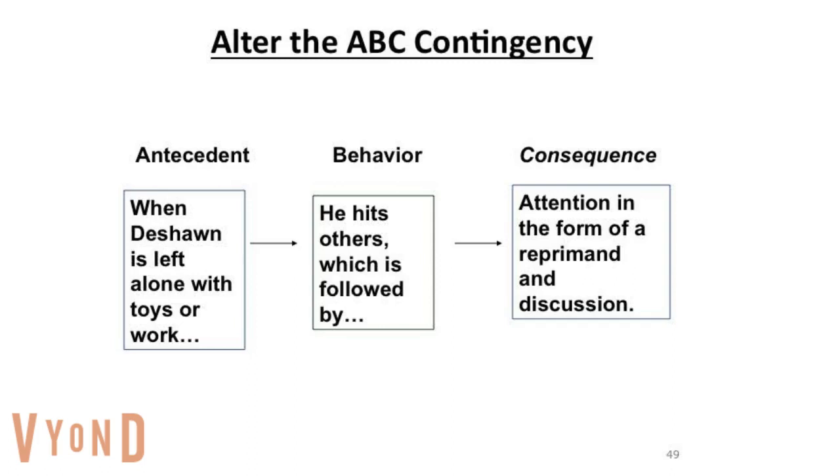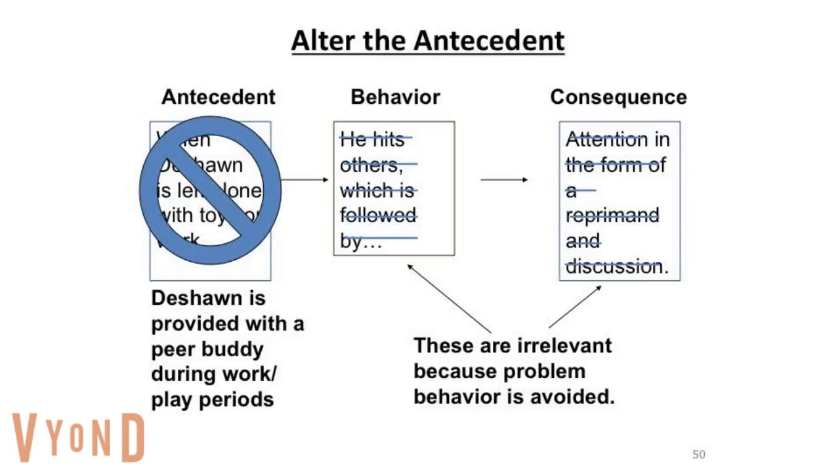For example, when the learner is left alone, then hits someone, which is followed by a reprimand, we can change the antecedent and consequence to change that behavior. Here, we change the antecedent by providing a peer buddy during work or play periods. This makes the hitting irrelevant because he has attention.